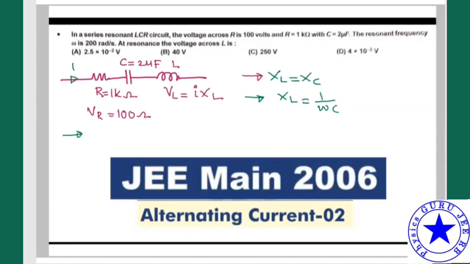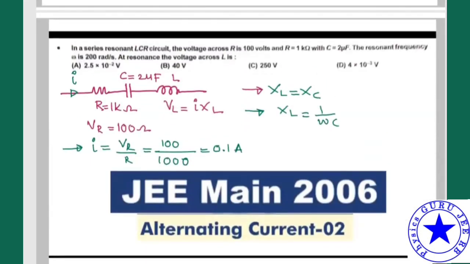Current entering the circuit can be calculated as I equals VR divided by R, right? This is VR divided by R, which I can write as 100 divided by 1000. Hope it is clear. Now I can write 0.1 amps. This is 0.1 amps.